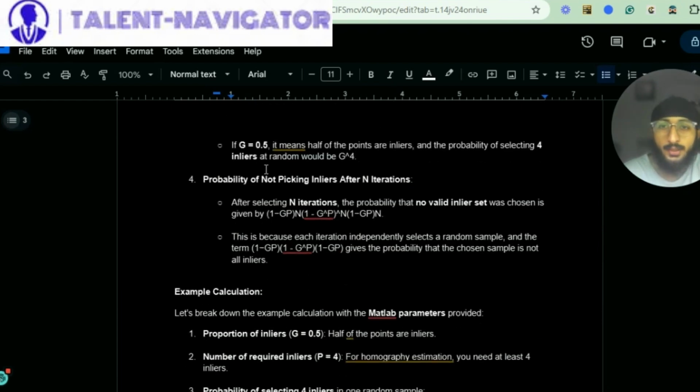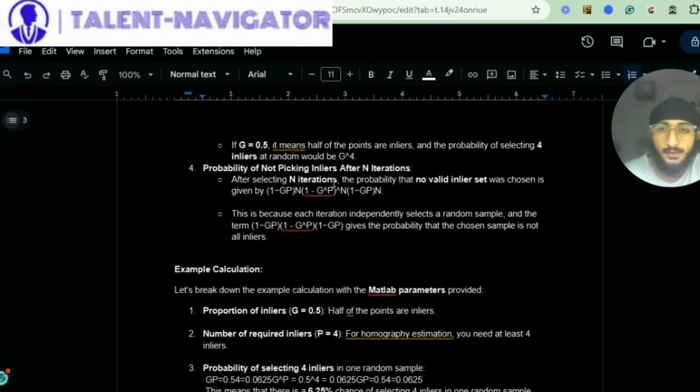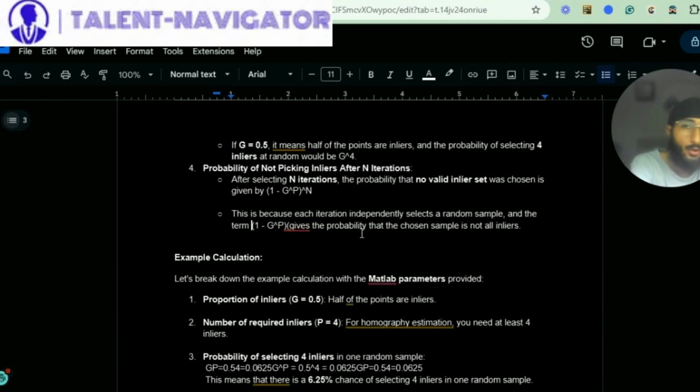Right. Now, probability of not picking inliers after n iterations. After selecting n iterations, the probability that no valid inlier set was chosen is (1 minus G to the power P) and the whole to the power n. So this is the correct formula. This is because each iteration independently selects a random sample, and the term 1 minus G to the power P gives the probability that the chosen sample is not all inliers. So this is the formula after n iterations.